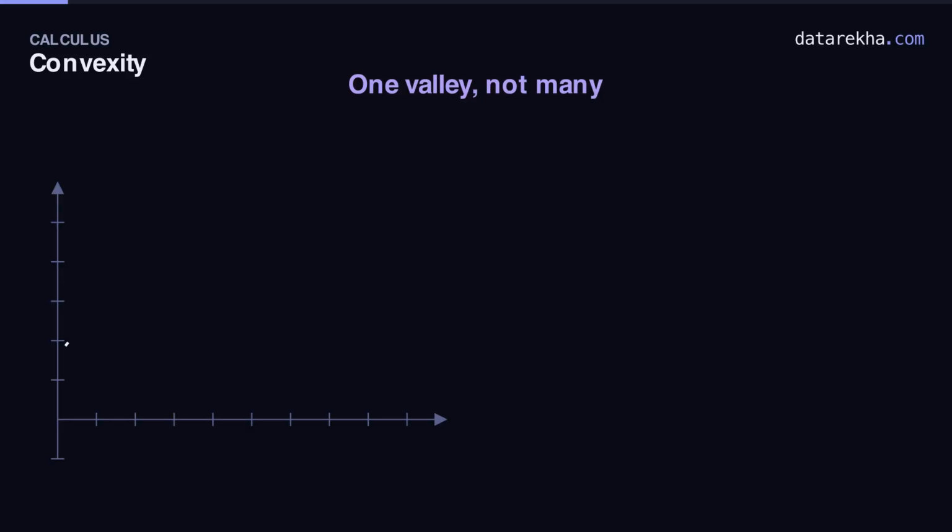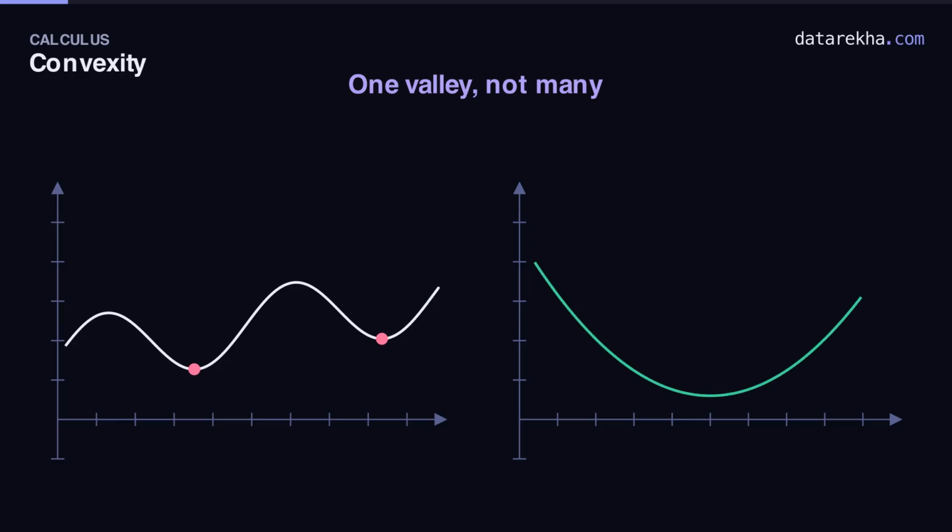Imagine hiking a rough, hilly road with many dips. The lowest one is hard to find. You could stroll into a small dip, swear it's the bottom, when a far deeper valley waits over the next rise. Now picture a single, smooth, U-shaped valley. Here there's no confusion. Any dip you find in the middle simply is the lowest point. Nowhere else for the bottom to hide.